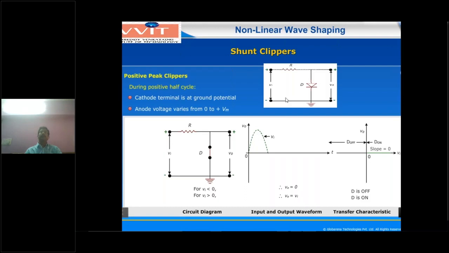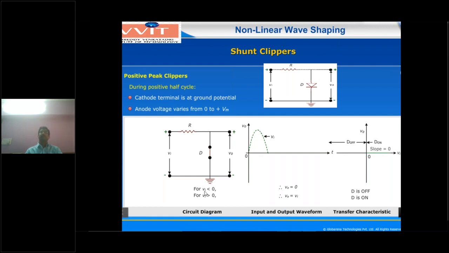Now again, the input waveform Vi contains a sinusoidal waveform, both positive peaks and negative peaks. Now what is the reference voltage here? In this condition, it is 0 reference voltage. Now the conditions are Vi less than 0 and Vi greater than 0. First condition, Vi is less than 0. That means negative peak. So Vi less than 0 means negative peak.